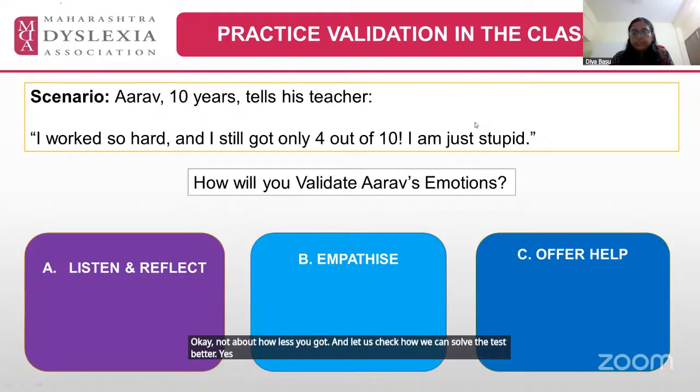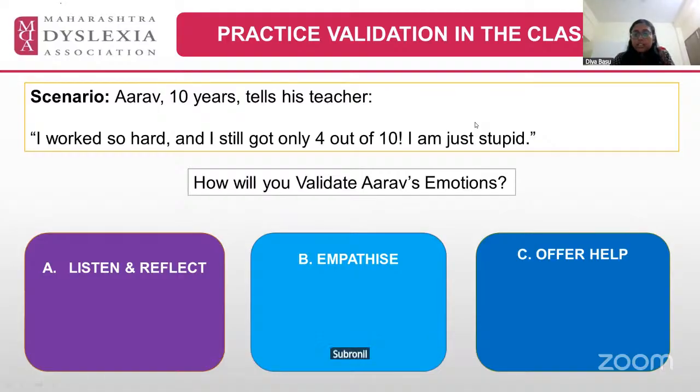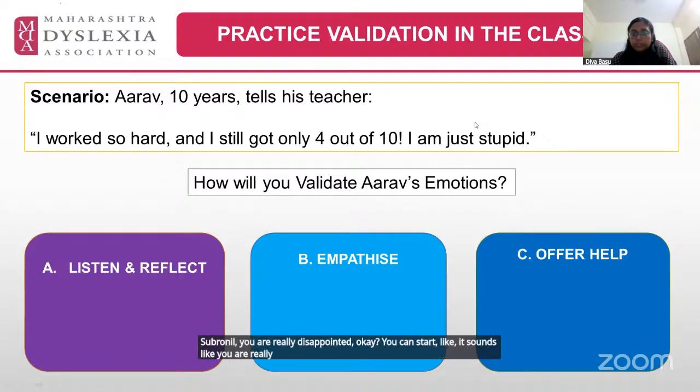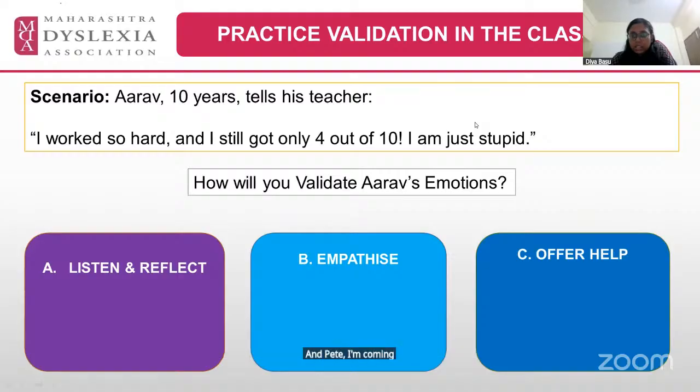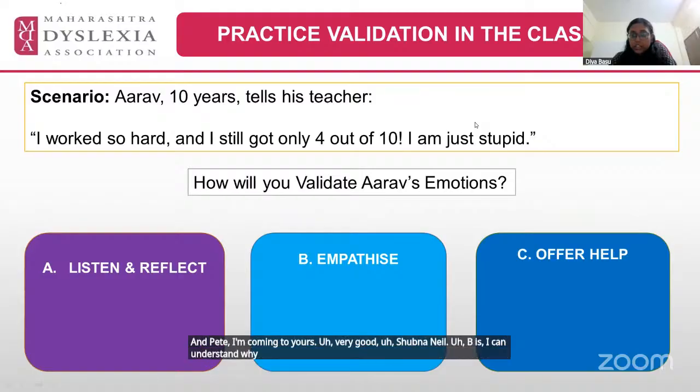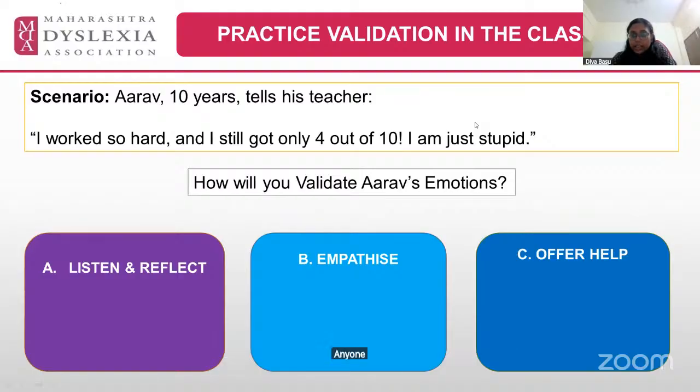Yes, a good one. Shubhronil, A: you are really disappointed. Okay, you can start like, it sounds like you are really disappointed. And Pete, I'm coming to yours. Very good, Shubhronil. B is, I can understand why you are feeling that way. Anyone would feel sad after working so hard. Very good. Well done. Let's look at what was difficult together and how I can help you next time. Beautiful, Shubhronil, very nicely done over there. Others, please take a note. Very, very well done. So happy.